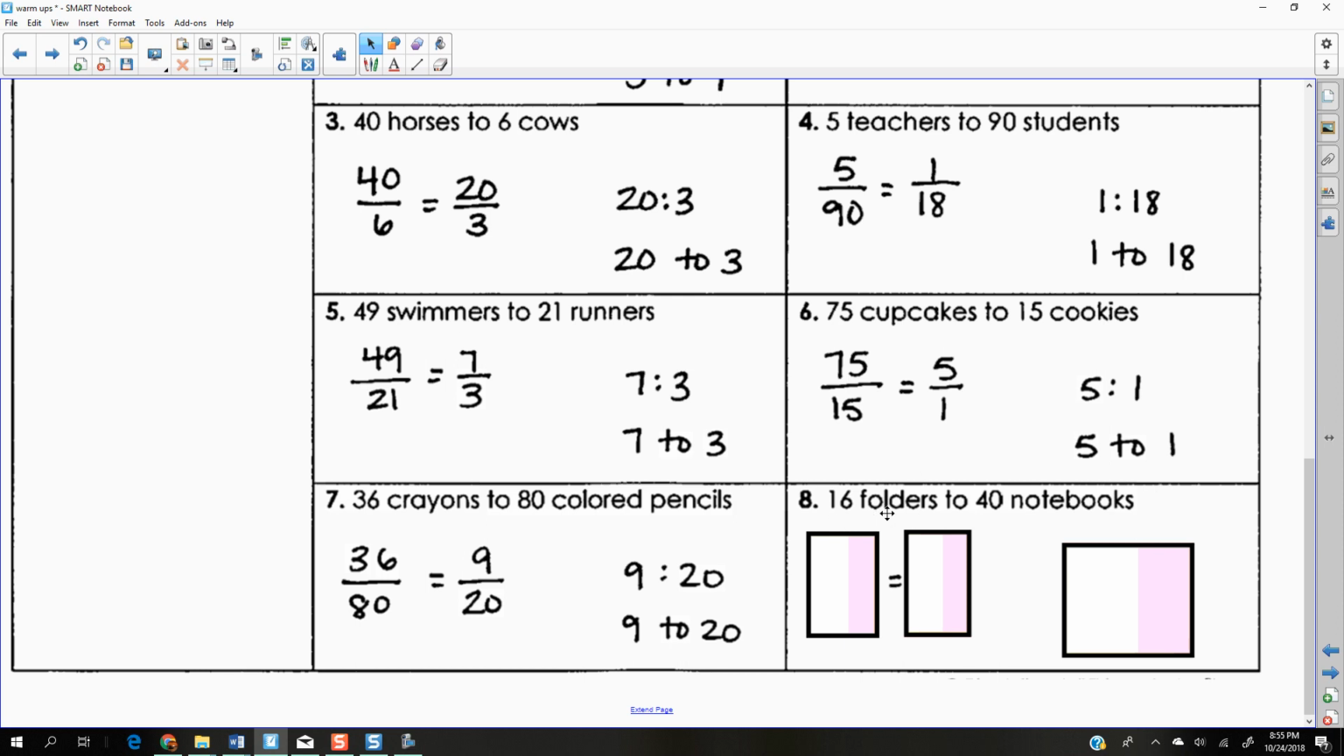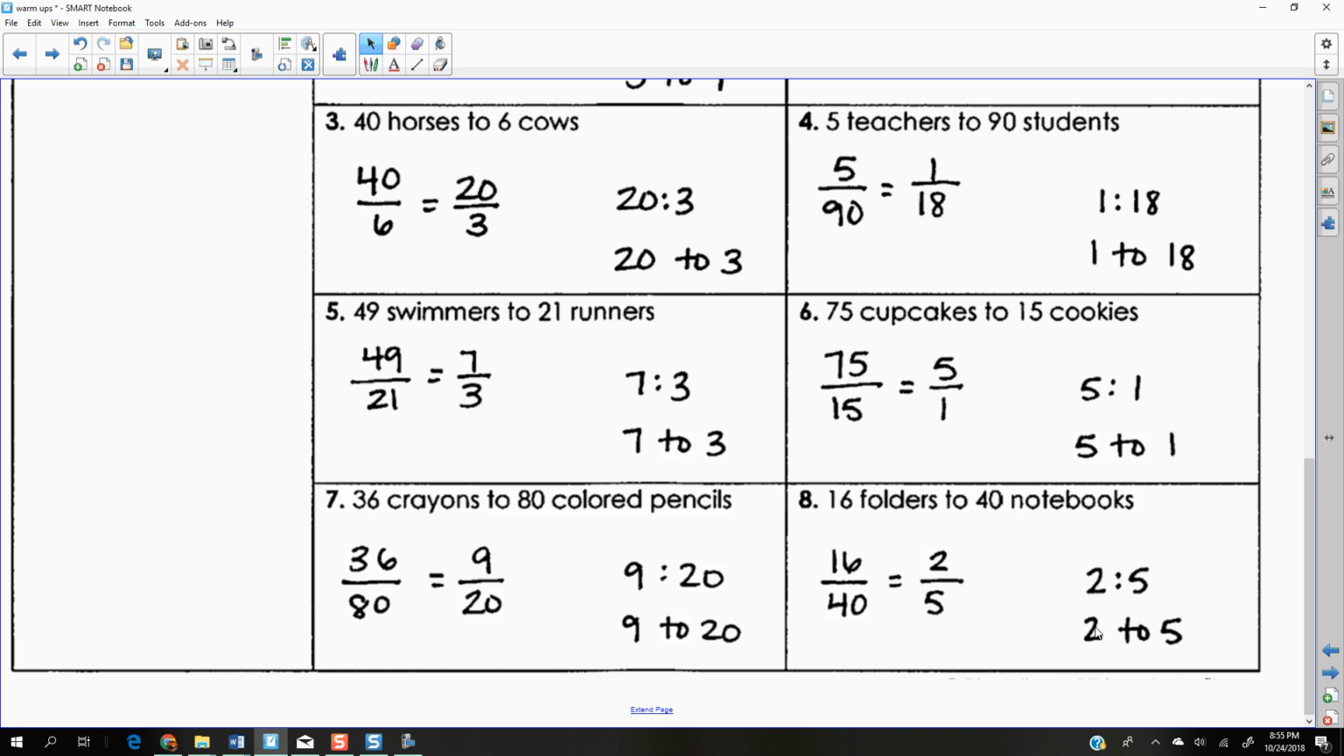All right, and we have 16 folders to 40 notebooks. 16 to 40, and we reduce that to simplest form. We get 2 to 5.